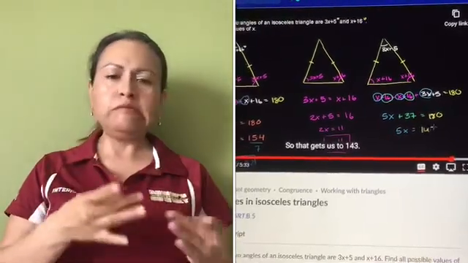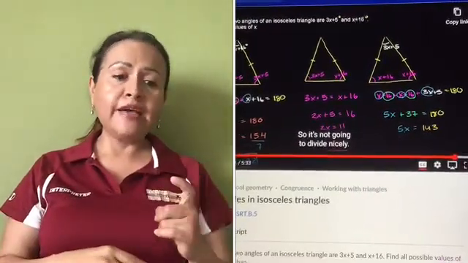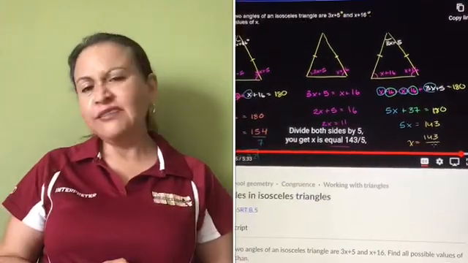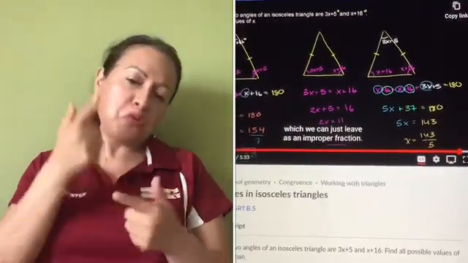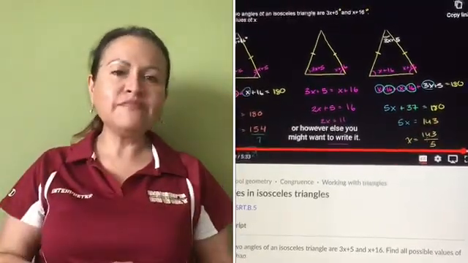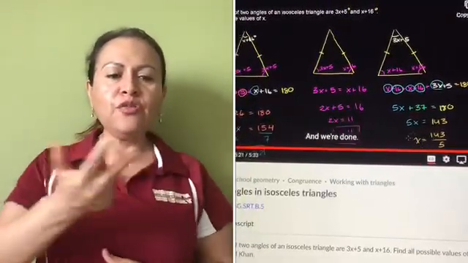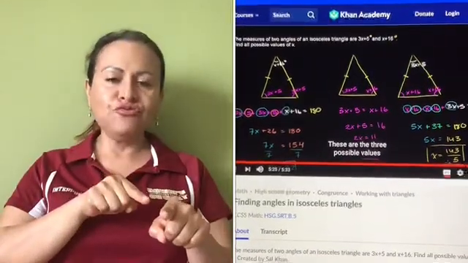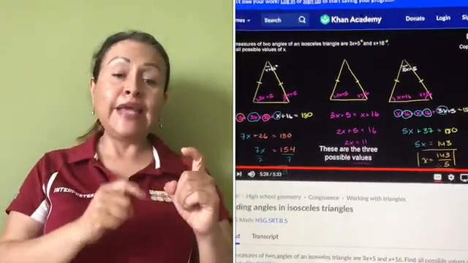Divide both sides by 5, you get x is equal to 143 over 5, which we could just leave as an improper fraction. You could write it as a mixed number or however else you might want to write it. And we're done. These are the three possible values of x, given the information that they gave us right up there.